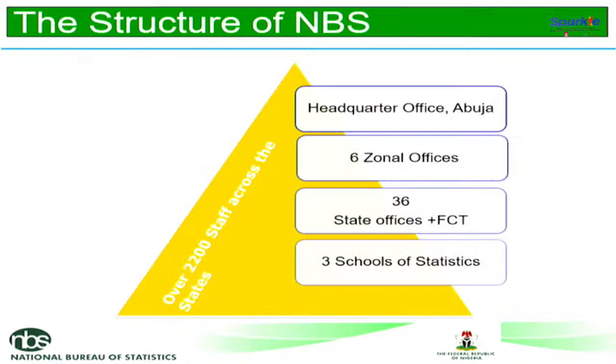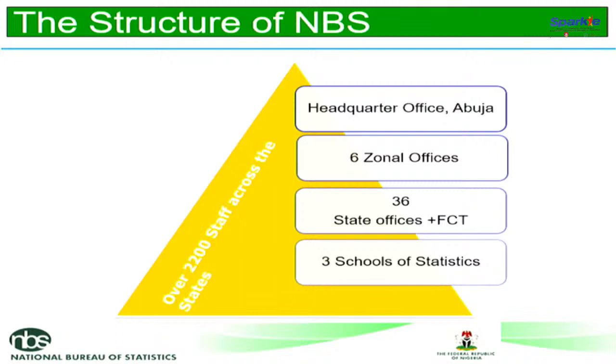Now this is the structure of NBS. The Bureau has roughly over 2,200 staff across the states of the Federation. They have an office in Abuja, which is the national office. Then we have 6 zonal offices in the various geopolitical zones, as well as 36 offices in the states.